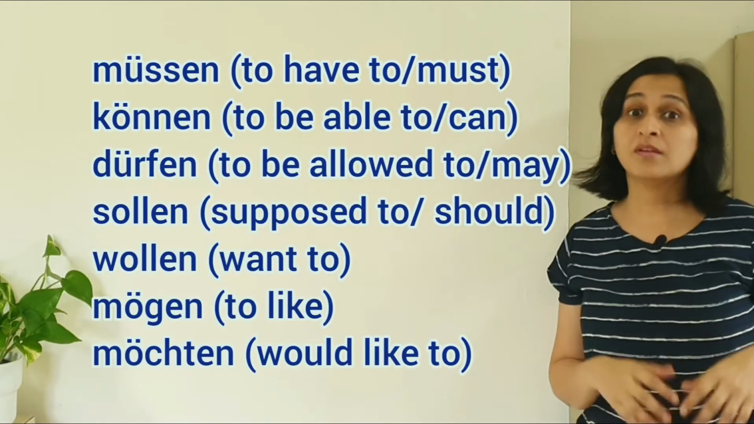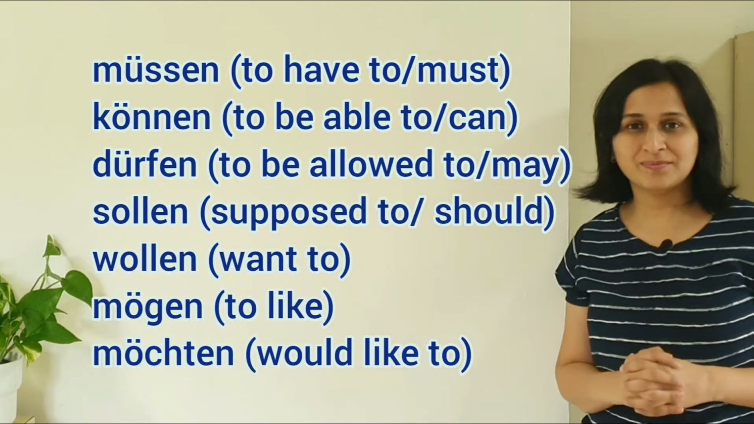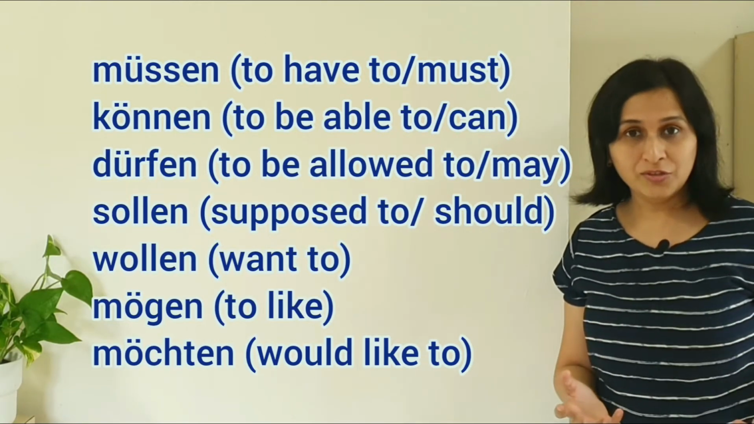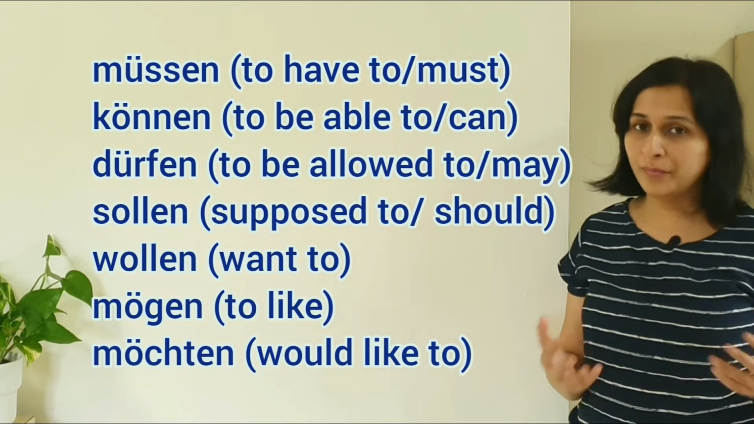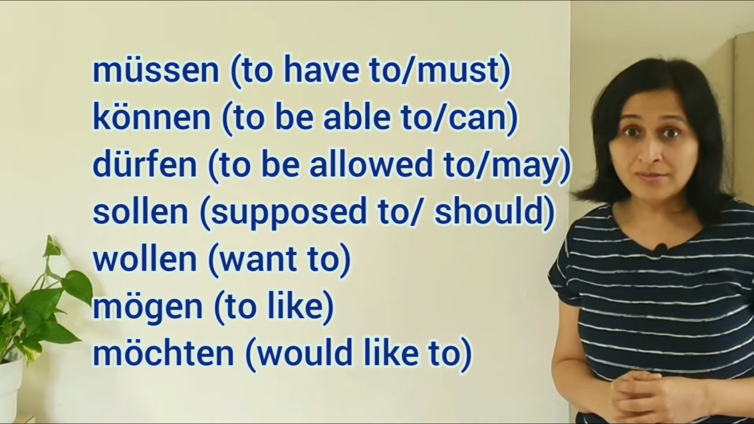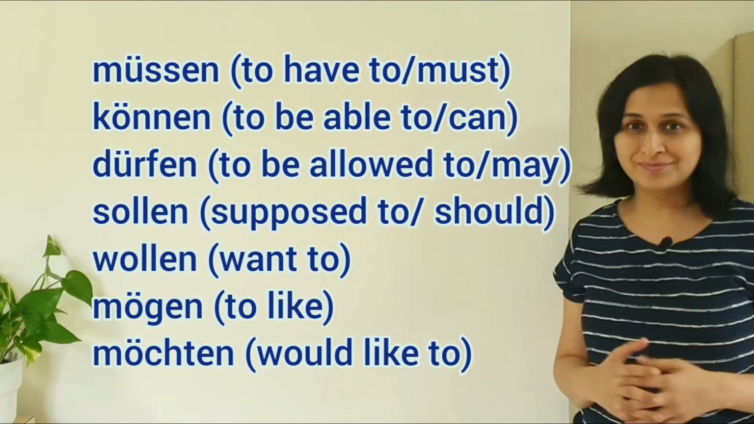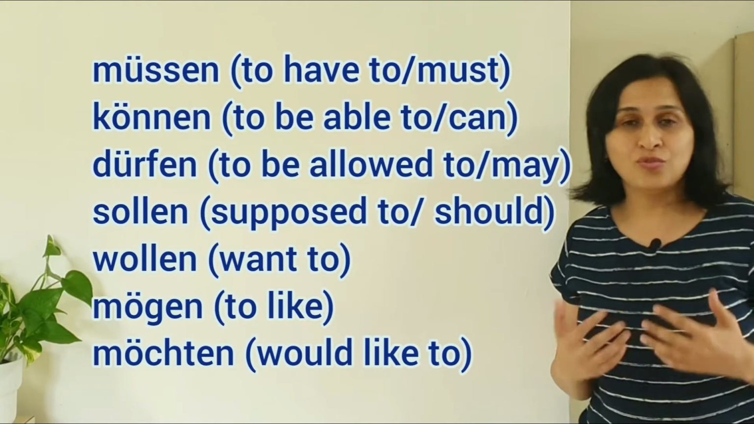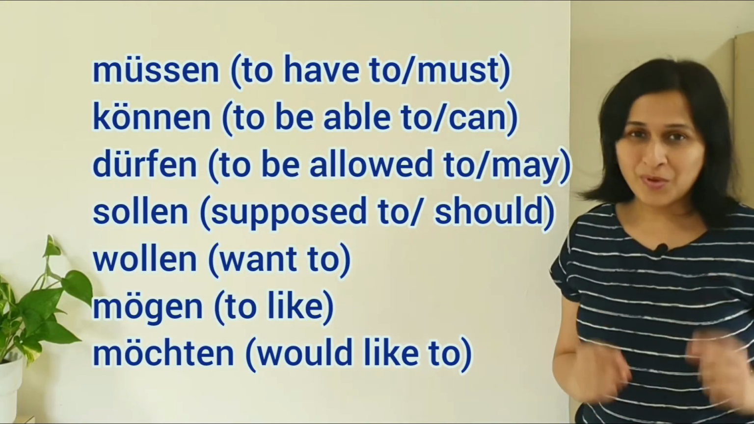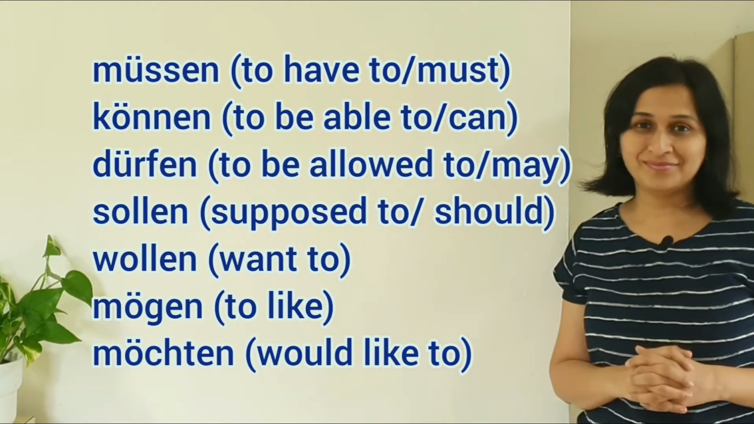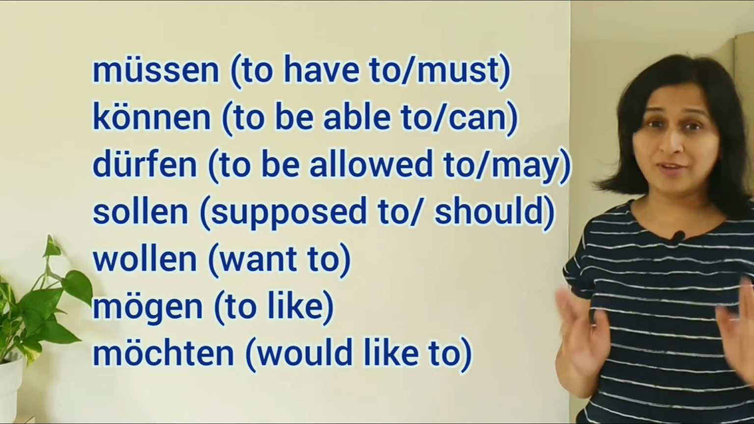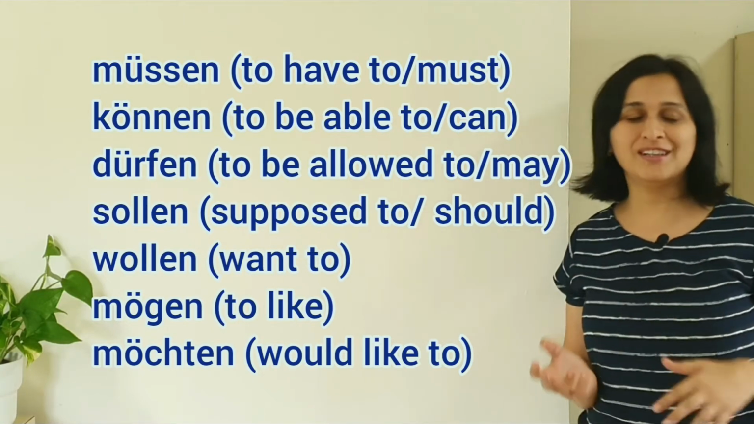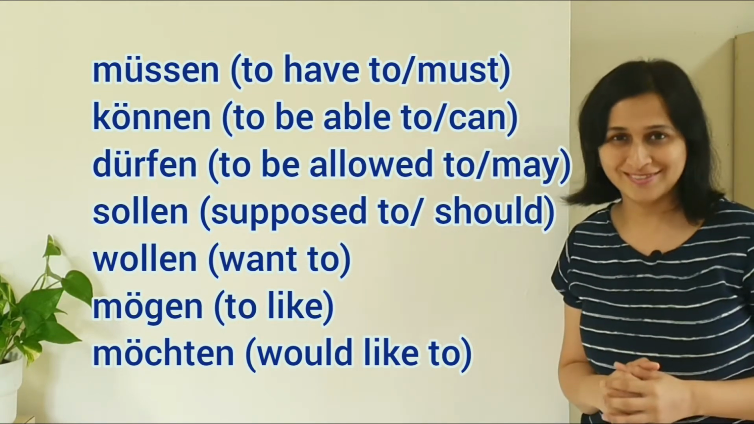Here is the list of modal verbs. Müssen means to have to or must. Können means to be able to or can. Dürfen means to be allowed to or may. Sollen means supposed to or should. Wollen means to want to. Mögen means to like. Möchten means would like to. Möchten is also the Konjunktiv II of mögen, but that's a different grammar. We will understand that part later.